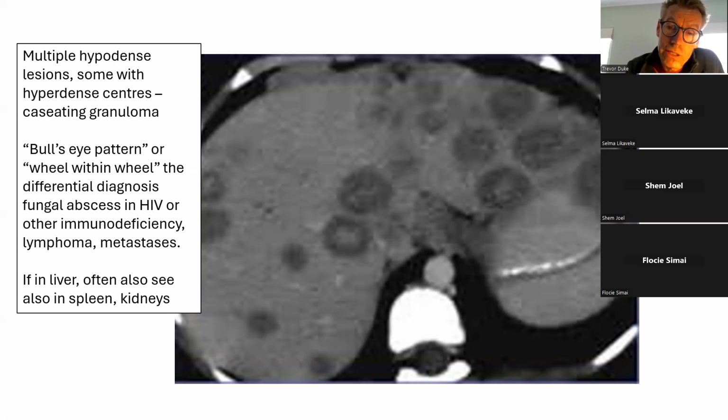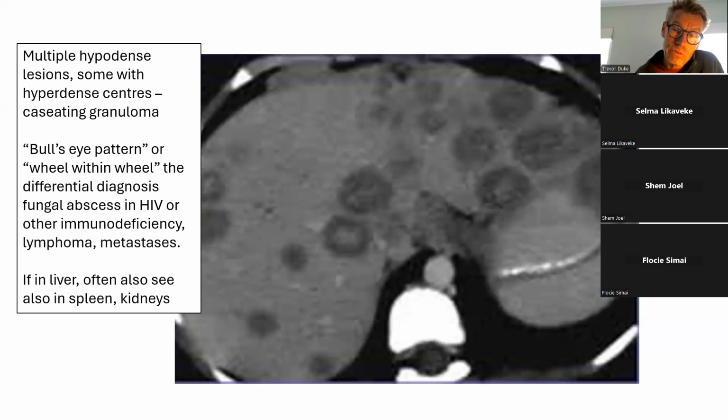But what you see, there's a characteristic pattern of a hypodensity with a hyperdense center. And again, the caseating granulomas give you the hyperdense center, and the inflammation and edema give you the hypodensity surrounding. That is seen in very advanced disseminated tuberculosis on a liver CT scan. But as I said, it can also be seen, this what's called a bullseye pattern, or wheel within wheel, sometimes it's called, can be seen in other pathology.